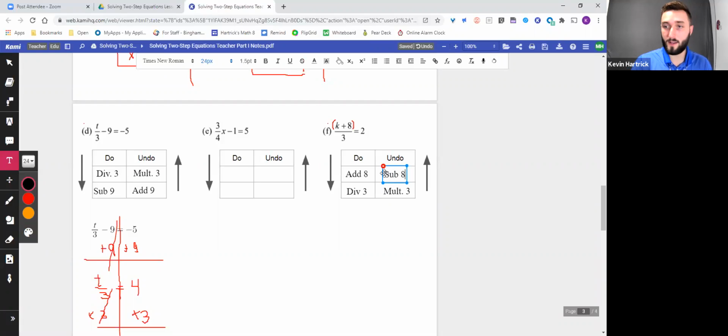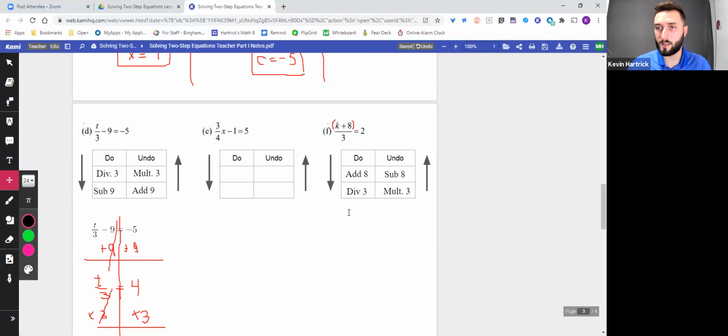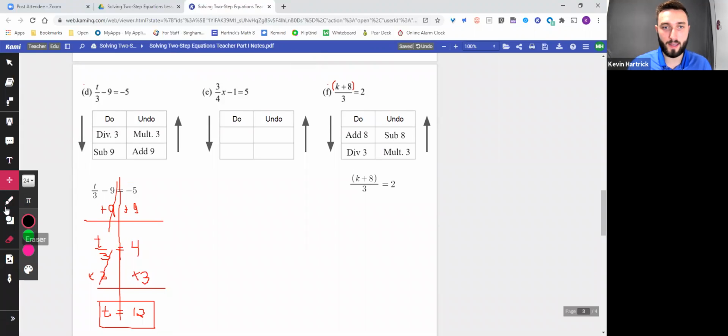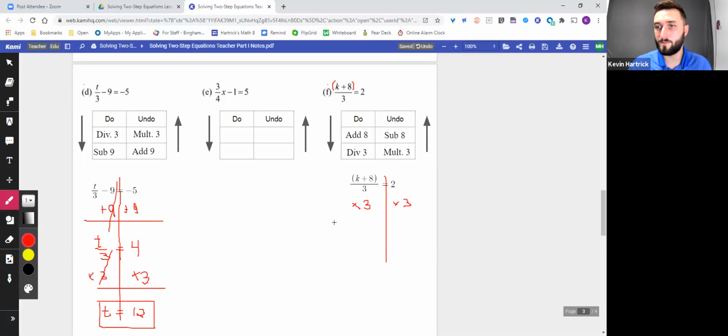So a little bit different than what we've been looking at so far, which is a good thing because then we kind of understand different ways that this could look. So k plus 8. And like I said, this is all in parentheses divided by 3. And that equals 2. Okay, so let's simplify. Again, following our undo column going from bottom to top. So the first thing I need to do is multiply by 3 on both sides.